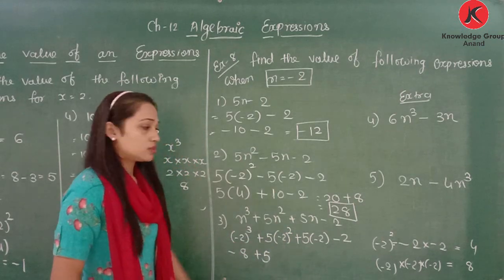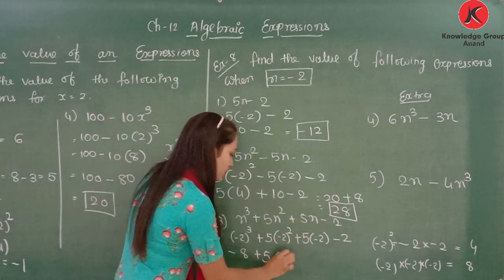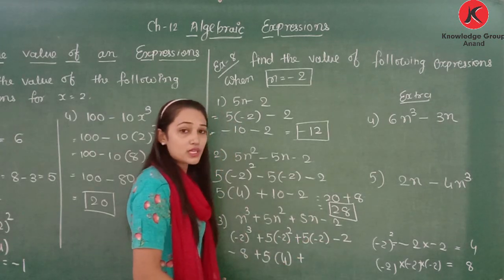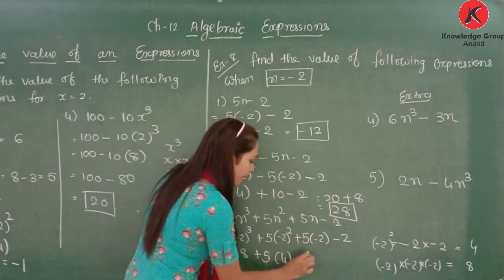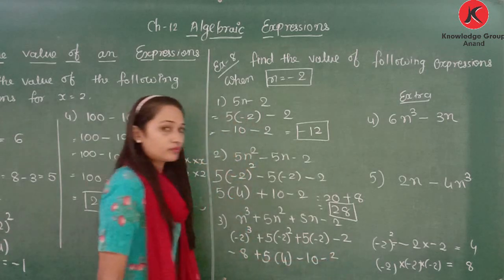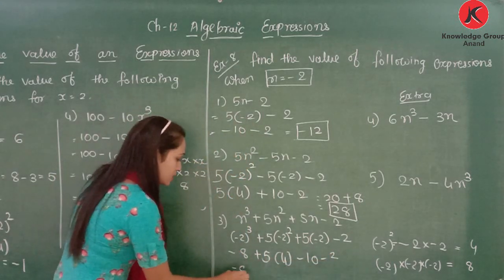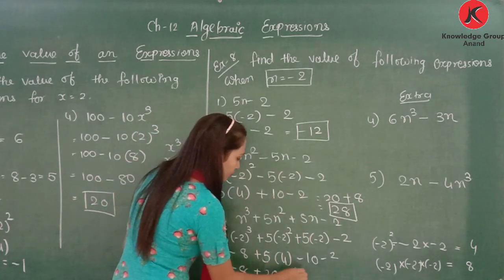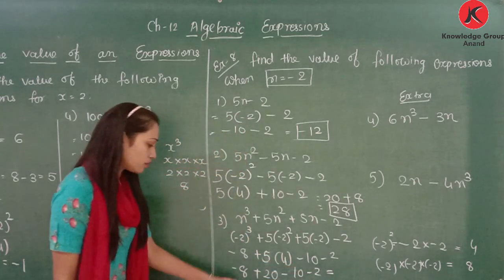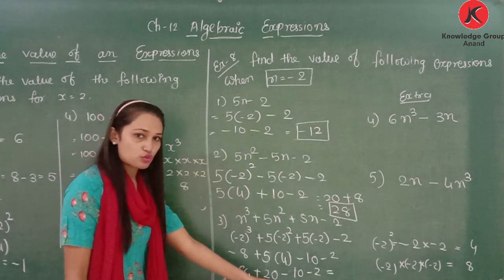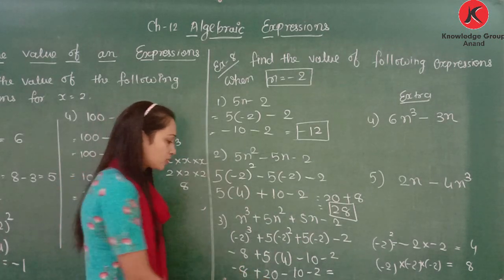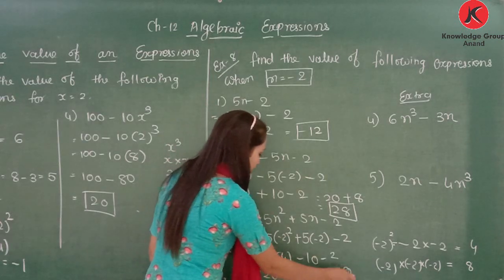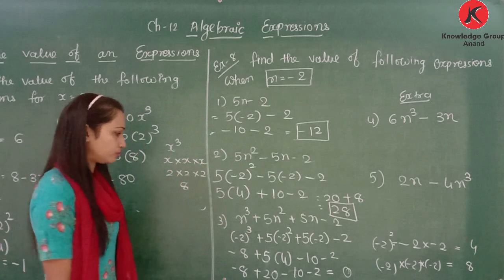Plus 5 times minus 2 square, minus 2 square means 4. So we get 4 here plus 5 multiply minus 2. So that is what? Minus 10. So here we get minus 10 minus 2. Minus 8, 5 4s are 20, minus 10, minus 2. Now minus 8 plus 20 is 12, that is positive 12. 12 minus 10, so that is 2, and 2 minus 2 is 0, so answer is 0.